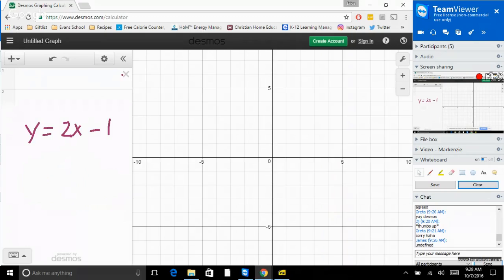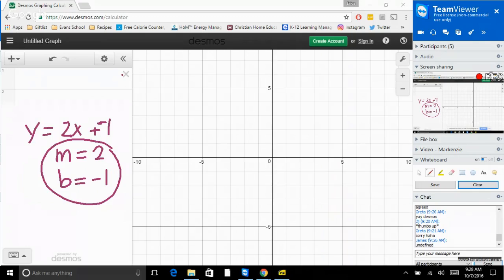I know that my slope is 2, right? And I know that my y-intercept, and this is where you have to be careful because it's minus 1, so we can think of this as plus a negative 1. So I know that my y-intercept is negative 1. Just based off of those 2 pieces of information, you should be able to graph pretty easily.